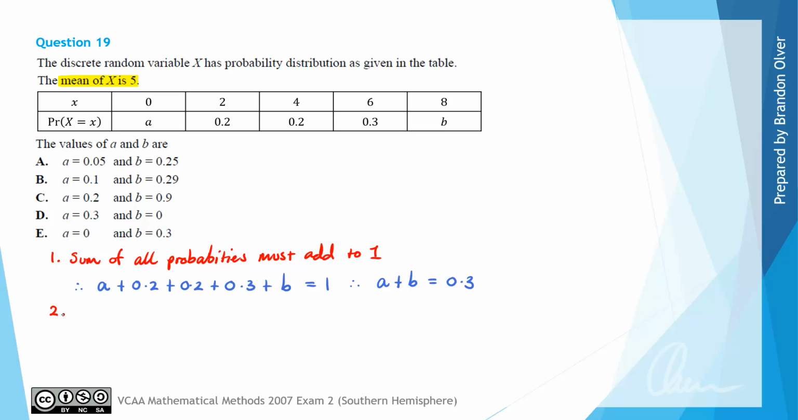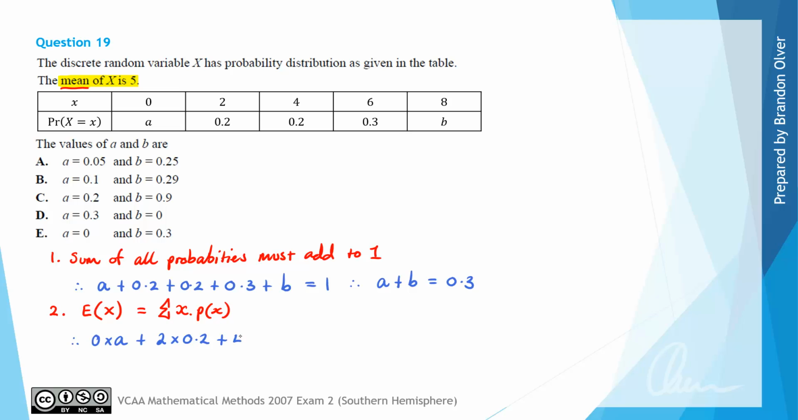The second equation that we're going to create relates back to the fact that the mean is 5. The mean, or the expected value of a discrete random variable, has a formula that it is the sum of x times the probability of x, and in this case, it will need to add to 5. So therefore, we'd have 0 times a plus 2 times 0.2. Each time I'm just taking the x value and multiplying it by the probability below it in the table.